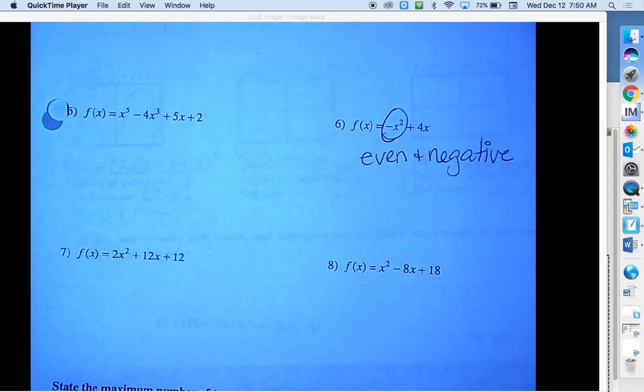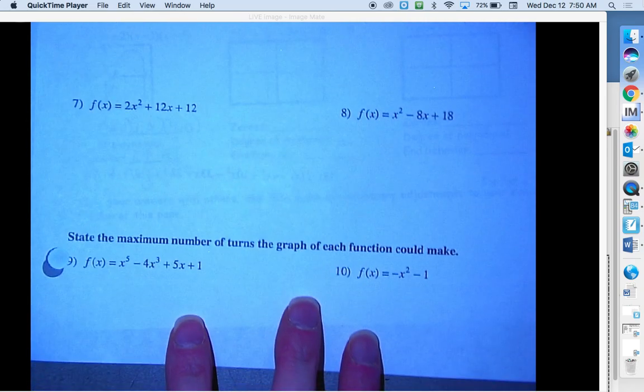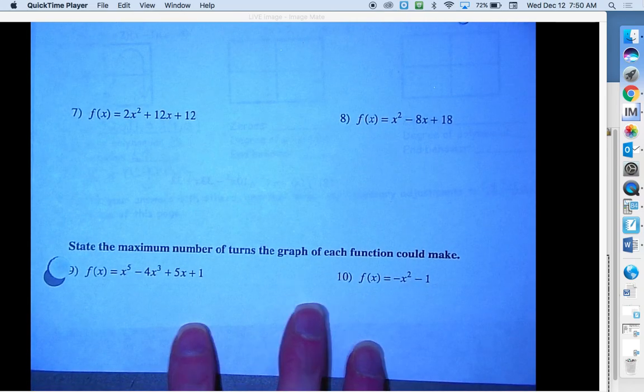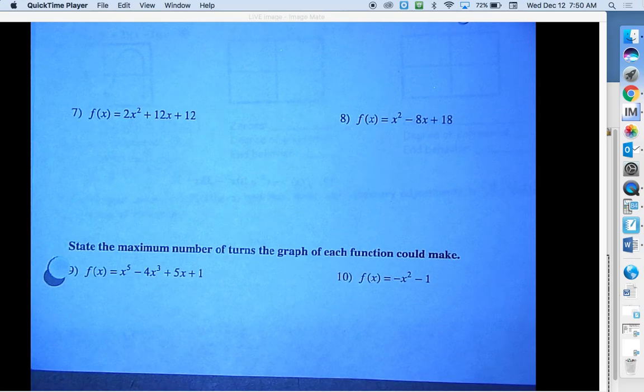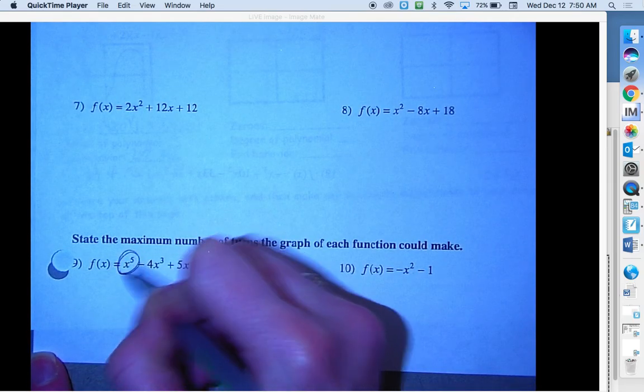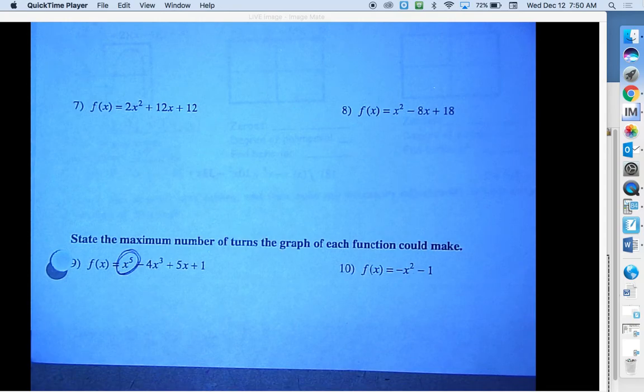So at the bottom, it says to state the number of turns of the graph. So how many times does it curve or turn to go from one point to the next? And that's where you're relying on that largest power again. The degree tells you a lot about a graph. It tells you how many x-intercepts you have. It tells you the end behavior. It also tells you the number of turns that you'll have.